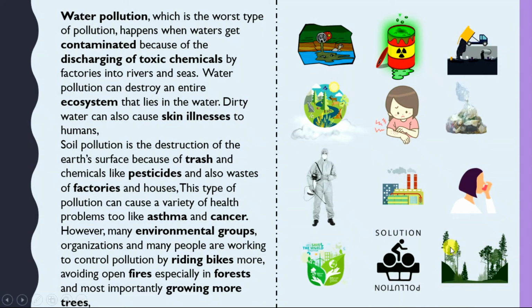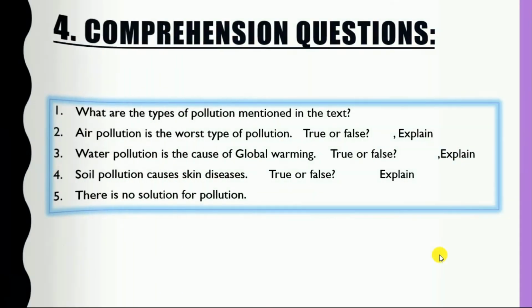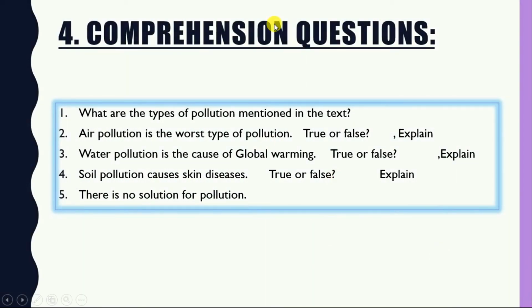Okay, so this is a picture of trees. Now, for some comprehension questions. Let's see if you remember some information from the text. The first one, what are the types of pollution mentioned in the text? So, in the text we had some types of pollution.